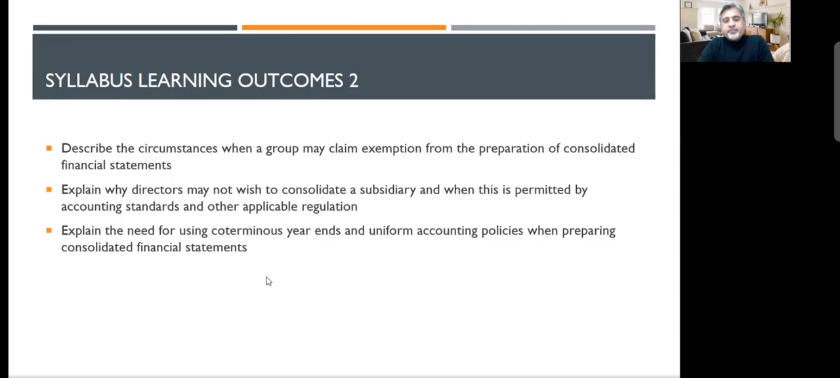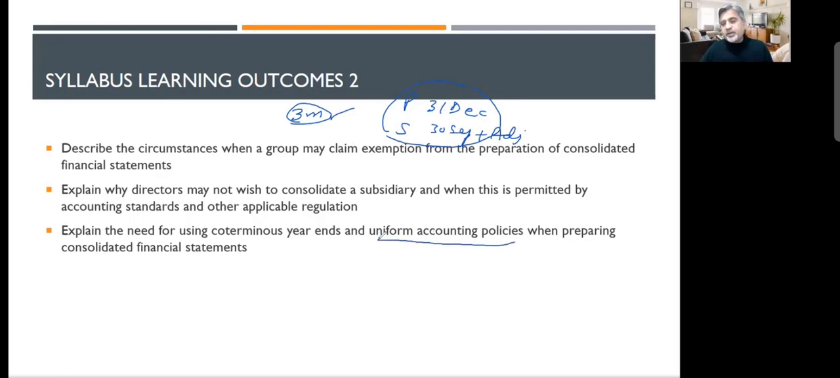Explain the need for using coterminous year ends and uniform accounting policy when preparing consolidated financial statements. We will discuss this issue in later slides, but you might have different year endings. For example, the parent's year end is 31st of December, whereas a subsidiary's year end is probably 30th of September. So the subsidiary's closing date, or the financial statements which are available, are on a different date than the parent. Very quickly, IFRS allows that if there is a 3 months gap or less, you can consolidate, like 30th September to 31st December, one quarter. Of course, you need to make adjustments for the last 3 months, and you can consolidate.